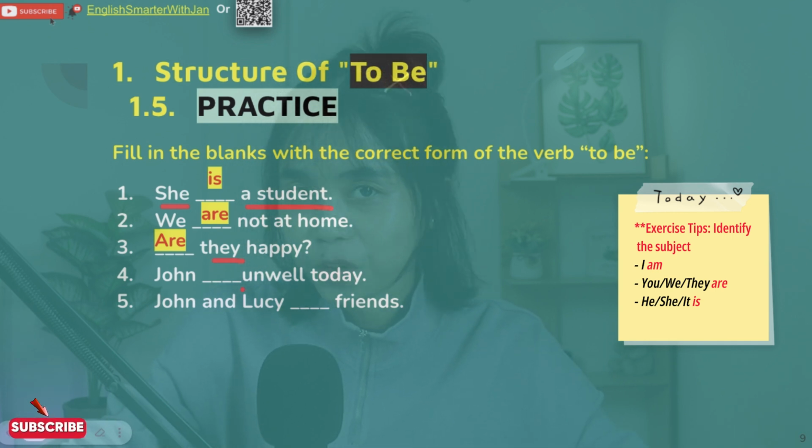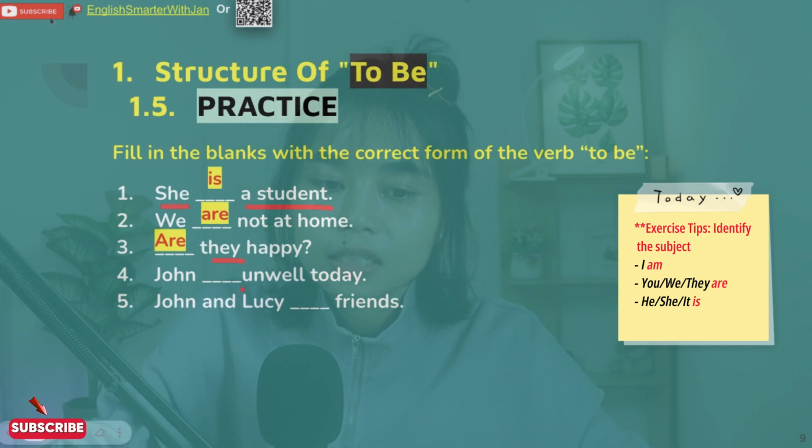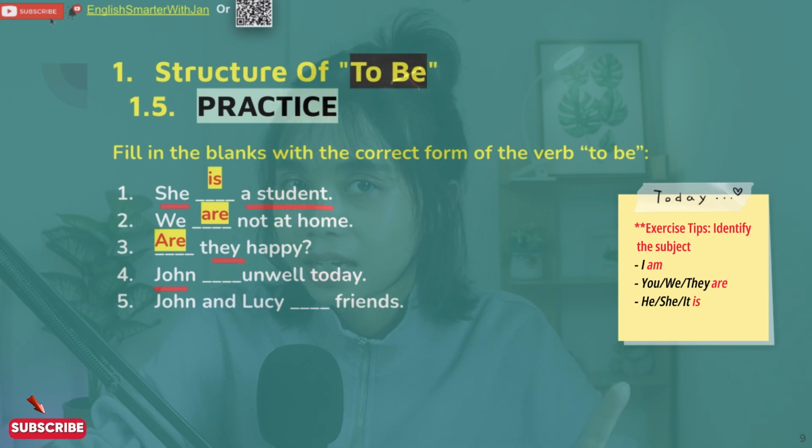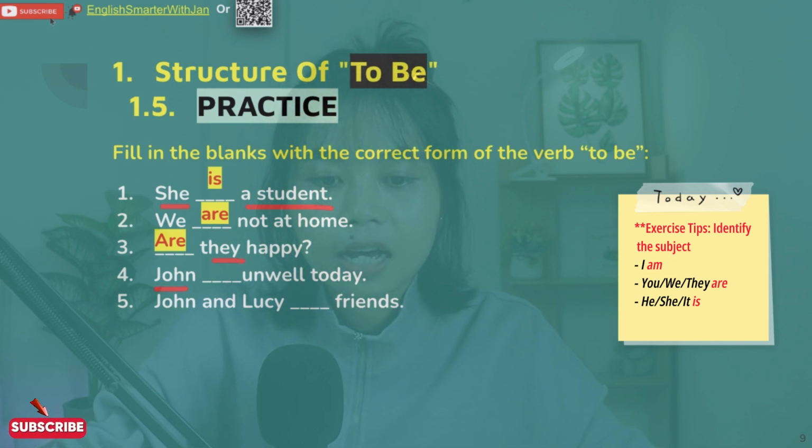This one is a little bit tricky. Okay, the subject of the sentence is John. John is one person. It's singular because it refers to one person. So remember, with the singular noun subject, we use is. Okay, John is unwell today.